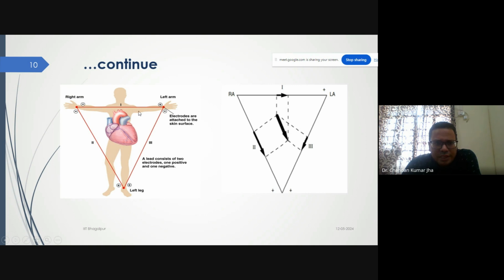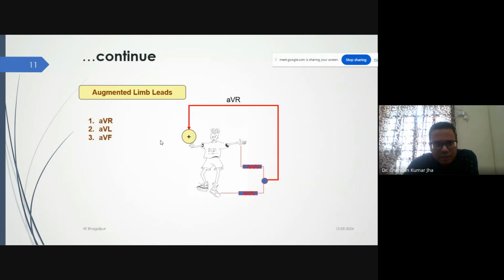So overall lead 1, lead 2 and lead 3 construct an equilateral triangle that is called the Einthoven triangle, and it is named after the scientist Einthoven. So this is the configuration of the 3 different leads. So it is the Einthoven triangle.